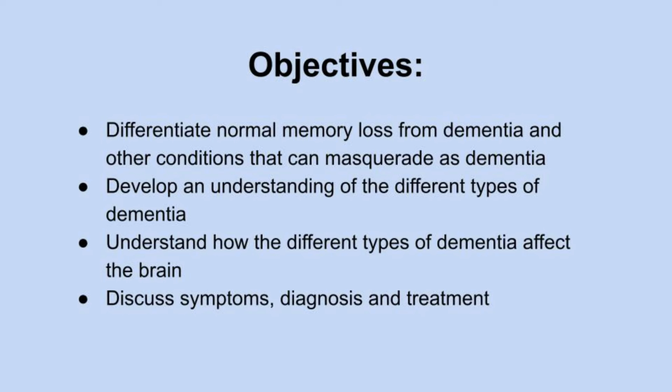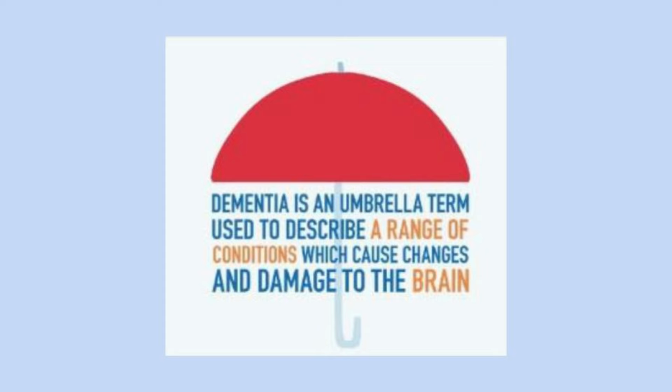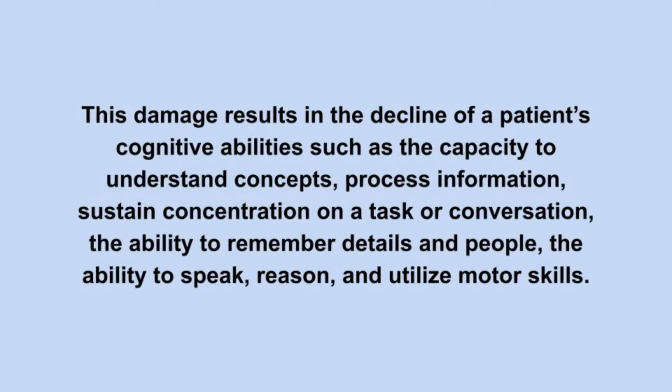What a lot of people don't understand is that dementia is simply an umbrella term, and this term is used to describe a range of conditions which cause changes and damage to the brain. Now, this damage results in a decline of the patient's cognitive abilities. So this means the capacity to understand concepts, to process information, to sustain concentration on a task or even a conversation, or the ability to remember details and people, the ability to speak and reason, and to utilize motor skills.